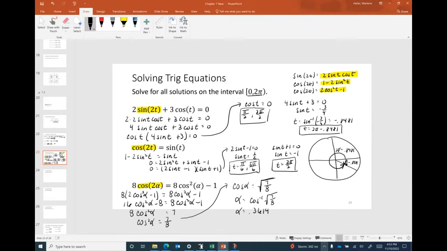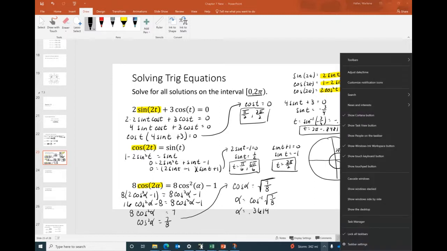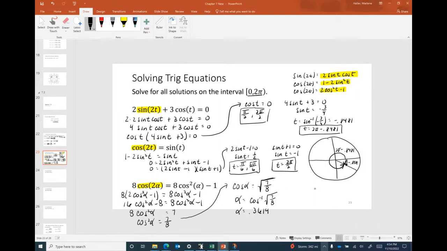All right, do we have, yeah, we do. We do have other values here, don't we? Let's find it. We got one more. Let's make a unit circle and find it.